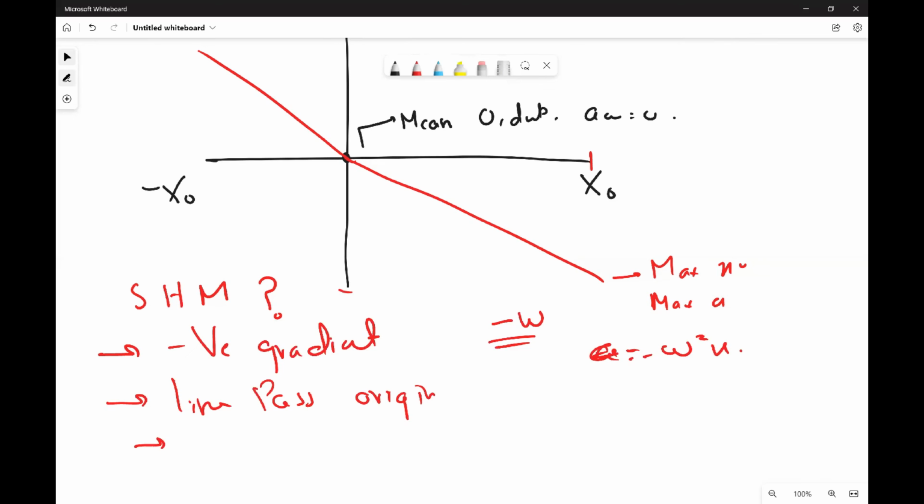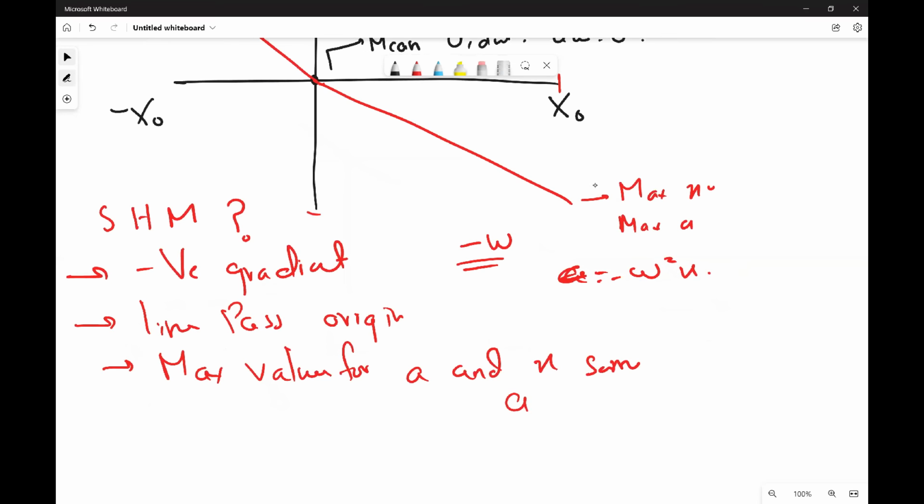And the third point is that the maximum values for acceleration and displacement are in the same proportion. Why? Because a is directly proportional to x. This tells us that the maximum value of acceleration is consistent with the maximum value of displacement.